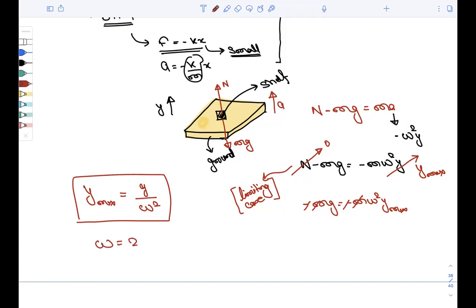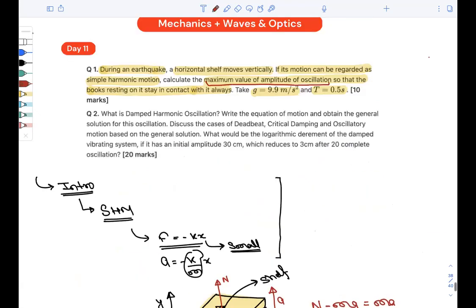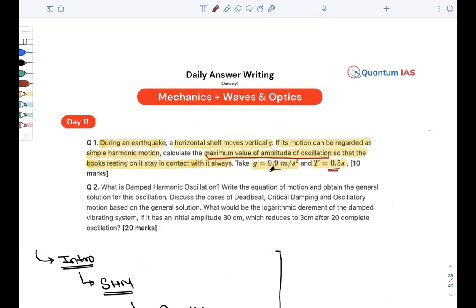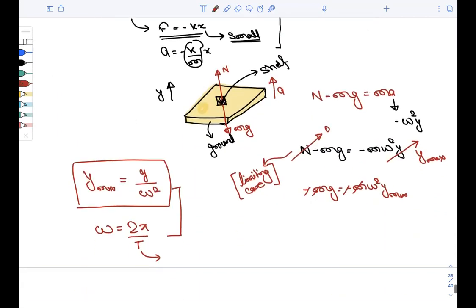Omega, we know, equals 2 pi by T. When you put in these values, T is given as 0.5, I guess. Yes, it is given as 0.5 second. With g as 9.9, if you work it out, y maximum will be almost equal to 62.7 centimeter. So this is the value we will get.